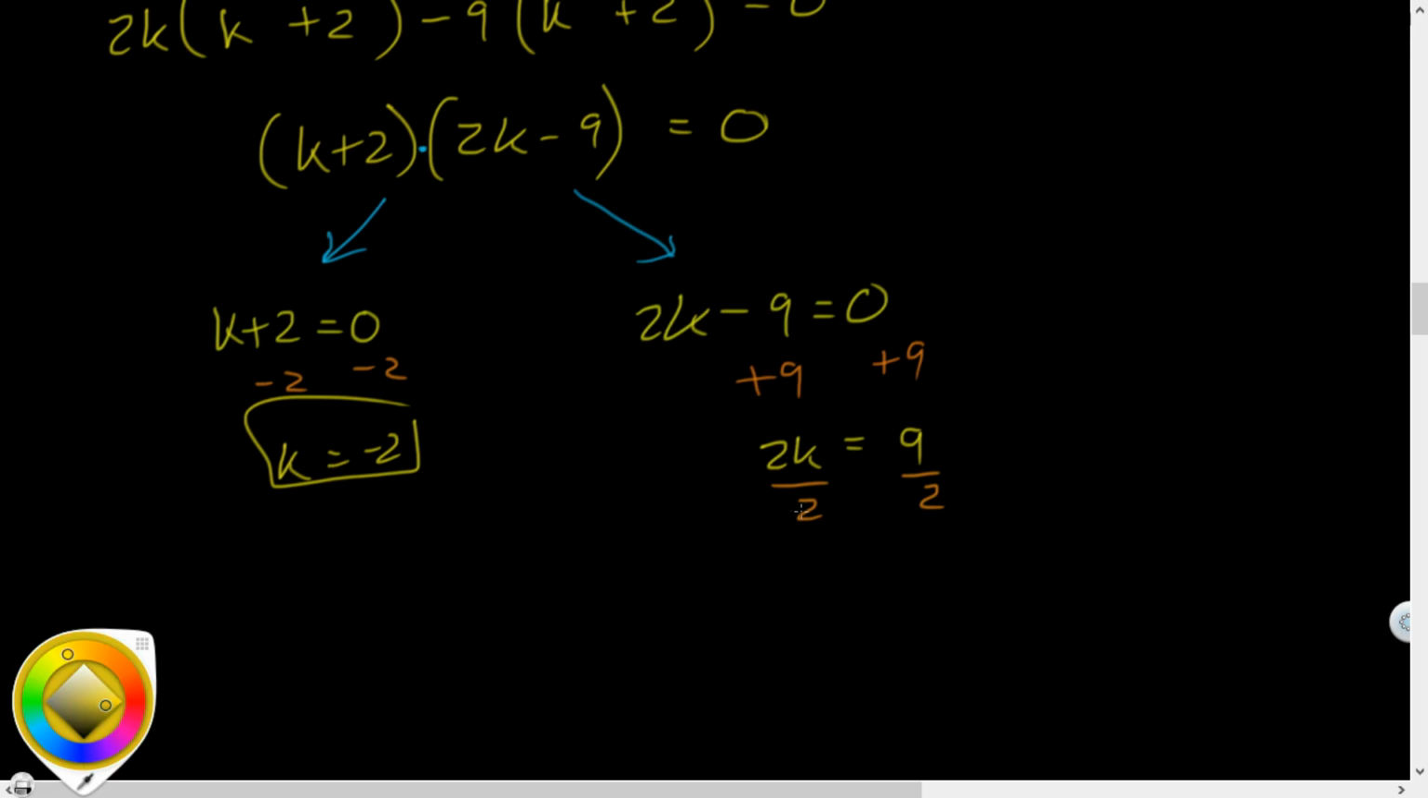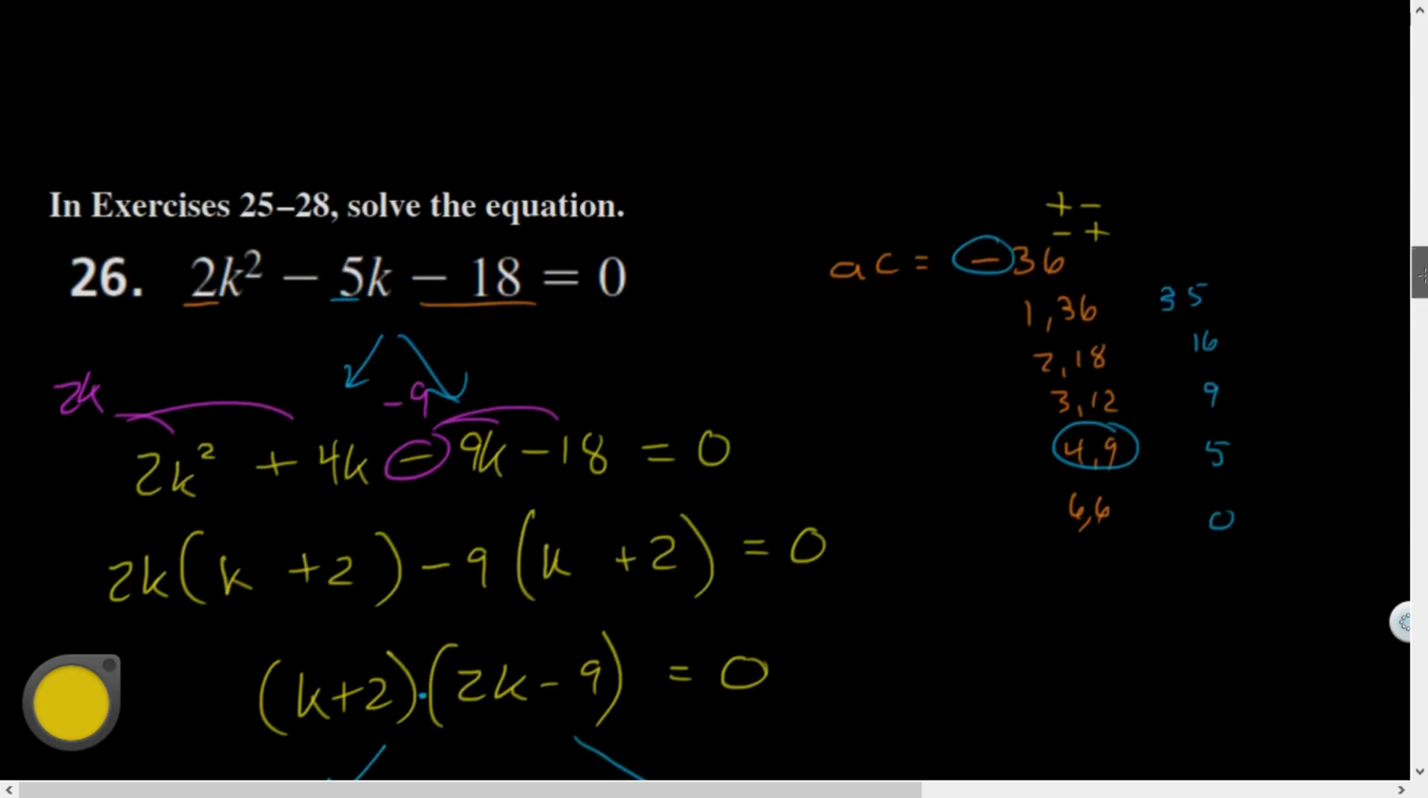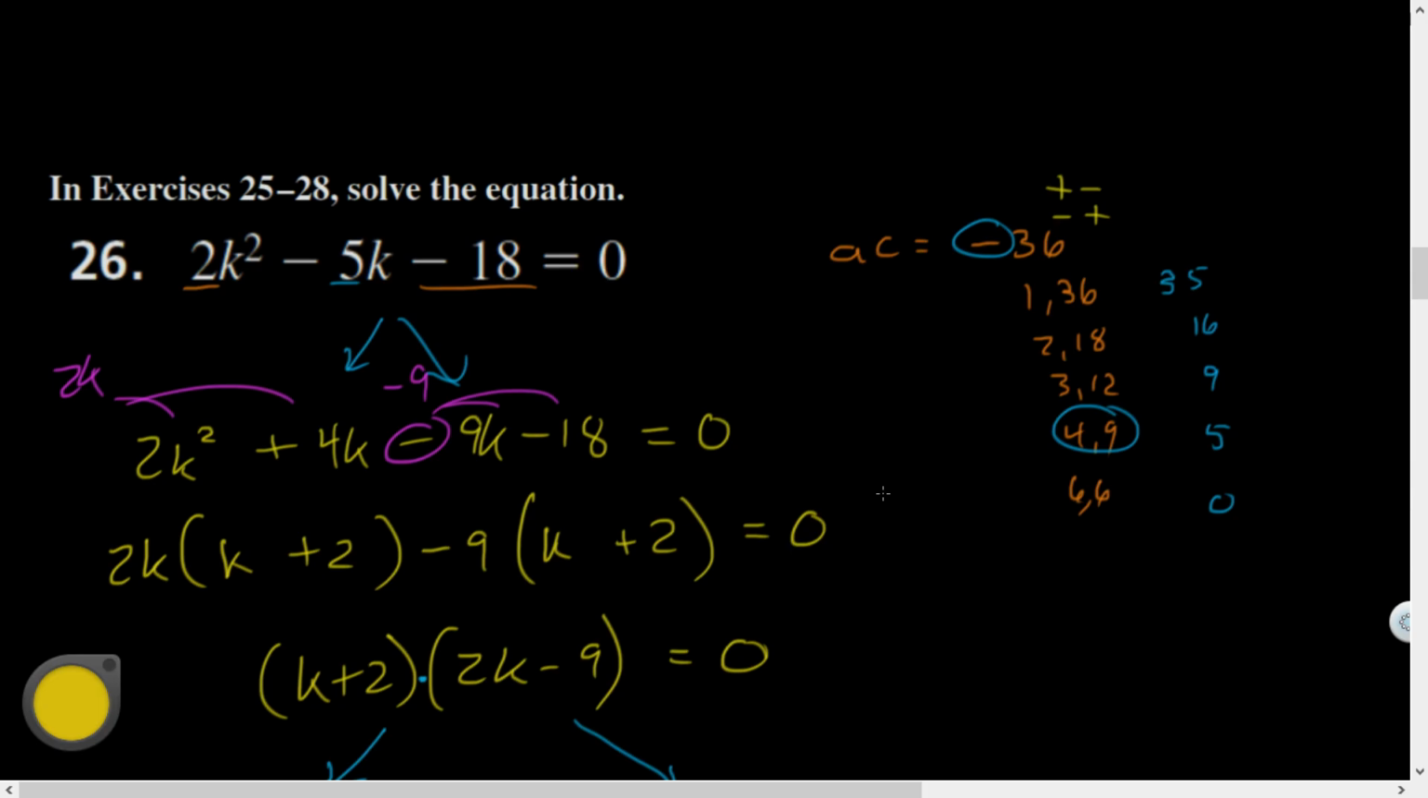Think about it. K equals 9/2, right? Which, by the way, is the same as 4.5 for you decimal fans out there. But so here's two answers. These answers both work in the original problem right here if I was to plug them in for K.